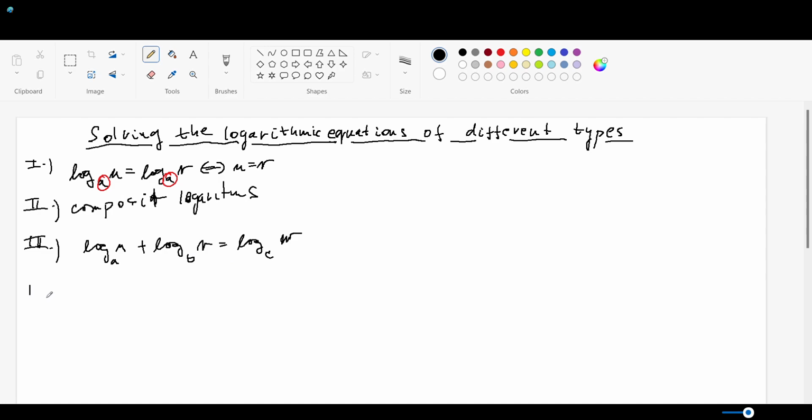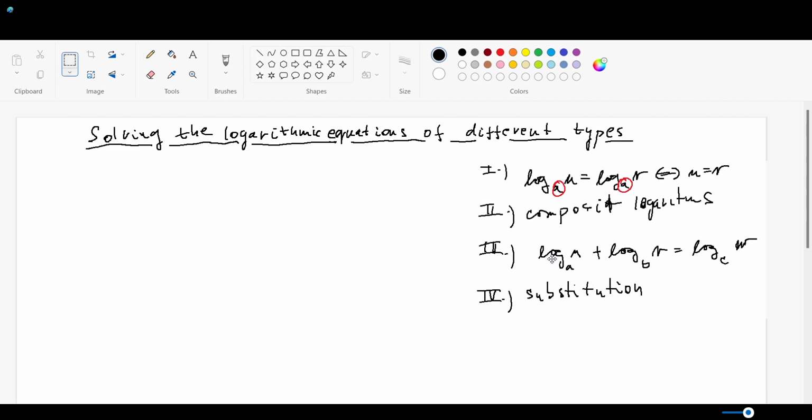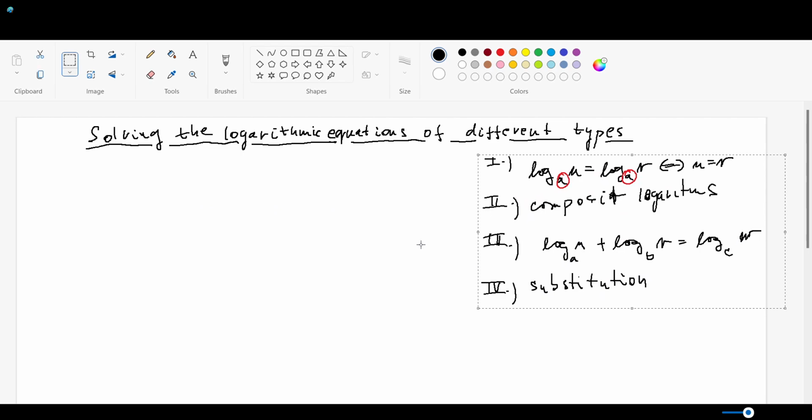And the last type of logarithmic equation I'm going to explain today, in this complex video about these 4 types of logarithmic equations, is going to be about substitution. Okay, so now let's start with all of these 4 types of logarithmic equations, and let me explain in more detail how it works in general.